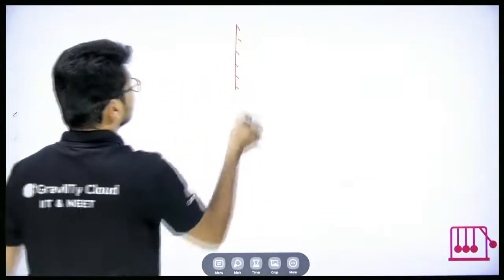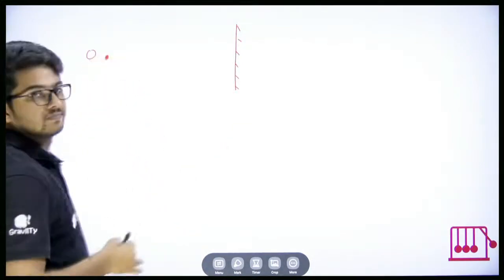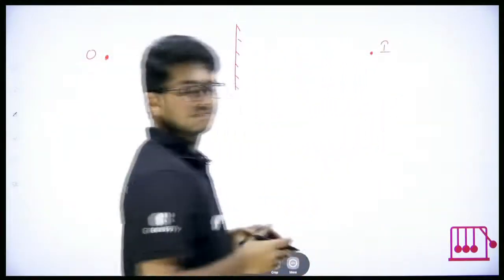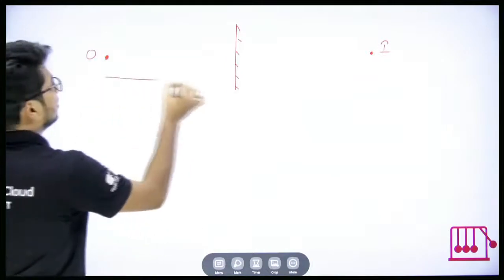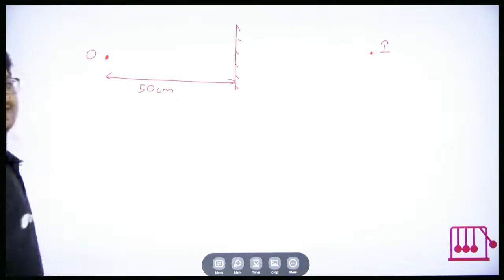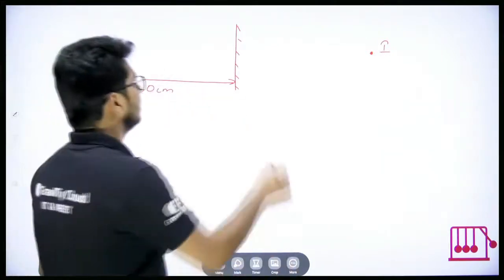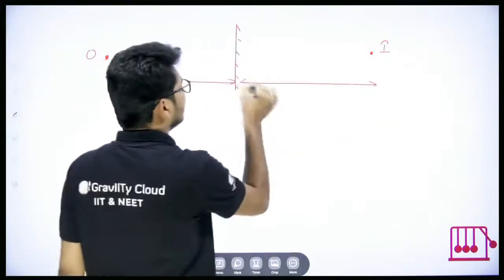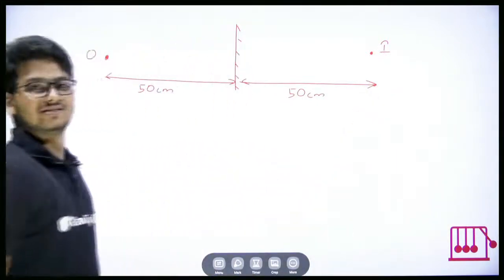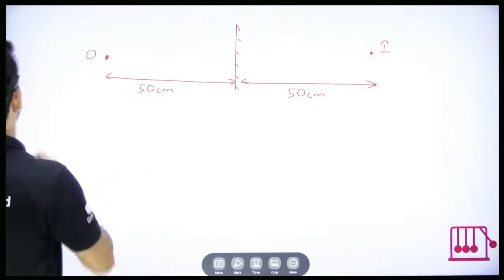This is the mirror. Let's say the object is initially here. And let's say the image is somewhere here. I'll take an example. Let's say this distance is 50 centimeters. The distance of object from the mirror is how much? 50 centimeters. Then the distance of image from the mirror will also be how much? 50 centimeters. Simple enough? Okay.